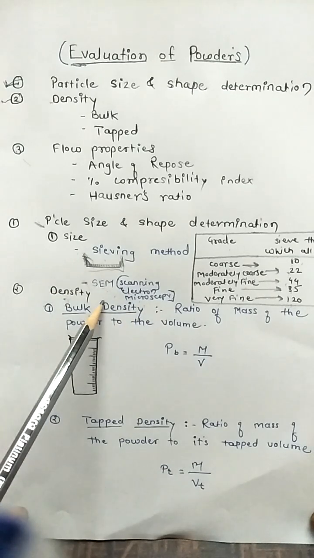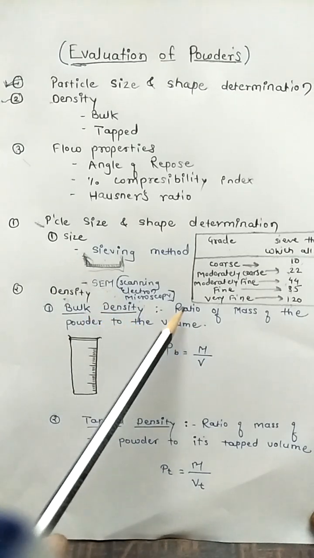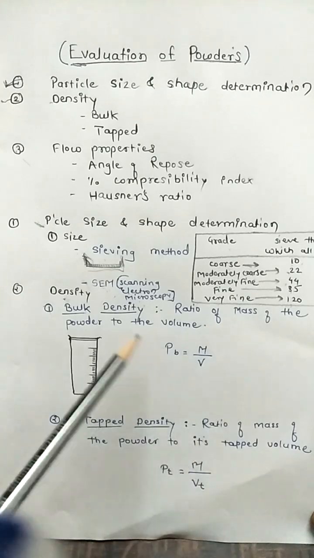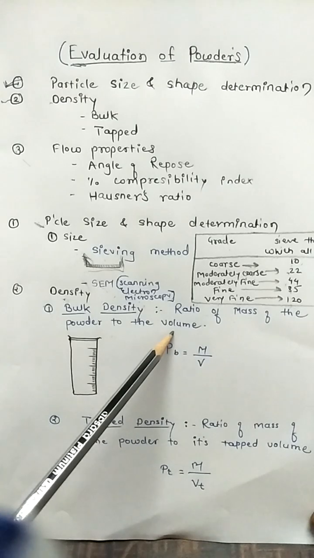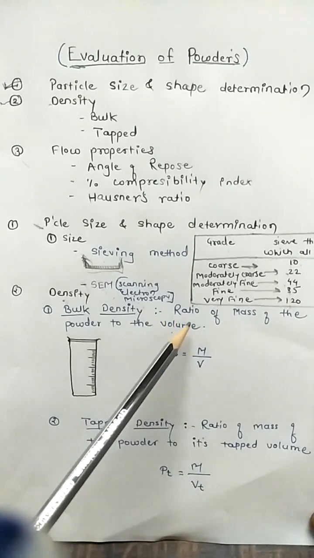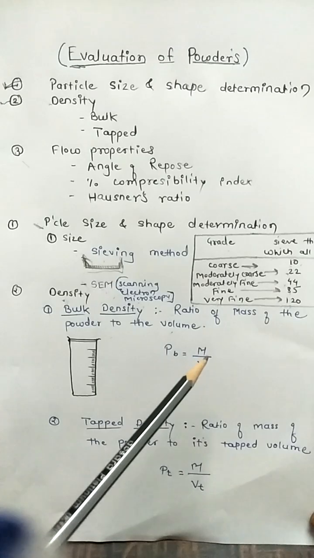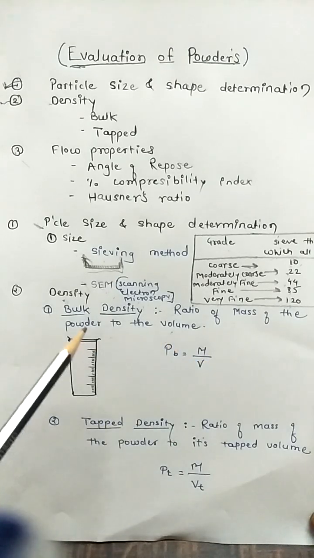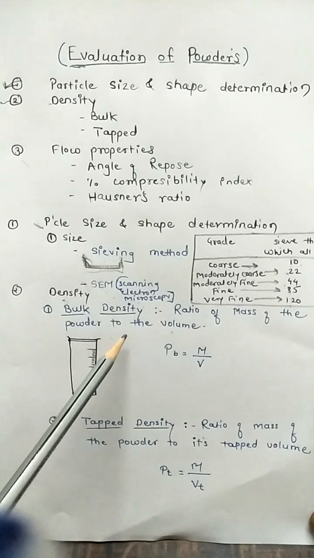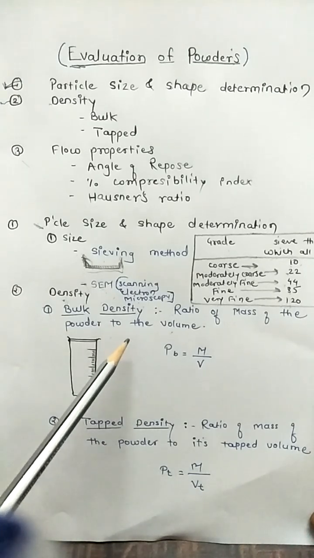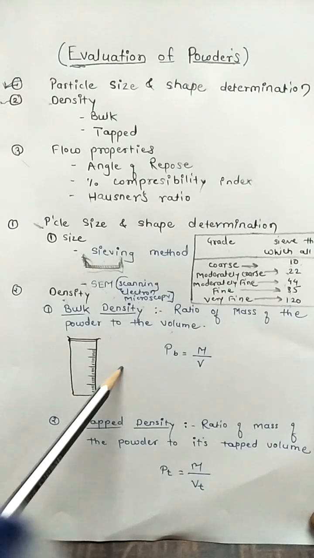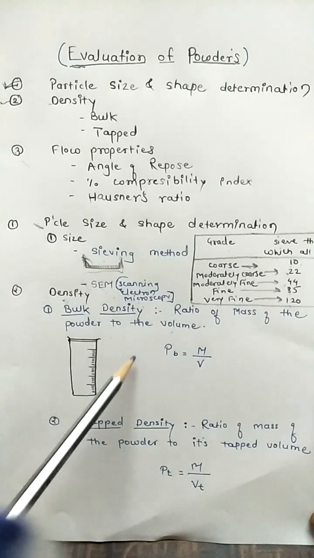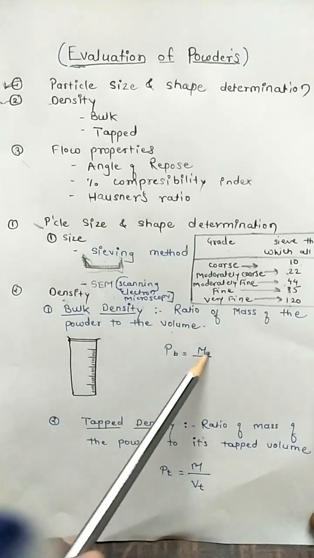The definition of bulk density: it is the ratio of the mass of the powder to the volume of the powder. What is the mass of the powder? When we have to find out the density of a particular powder, we can take 10 mg or 20 mg of the powder for calculating the density, and that weight of the powder is known as the mass of the powder.